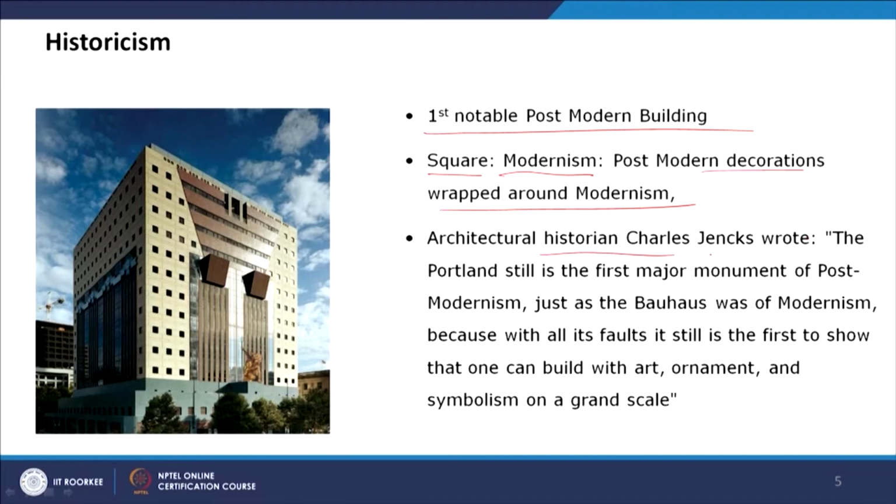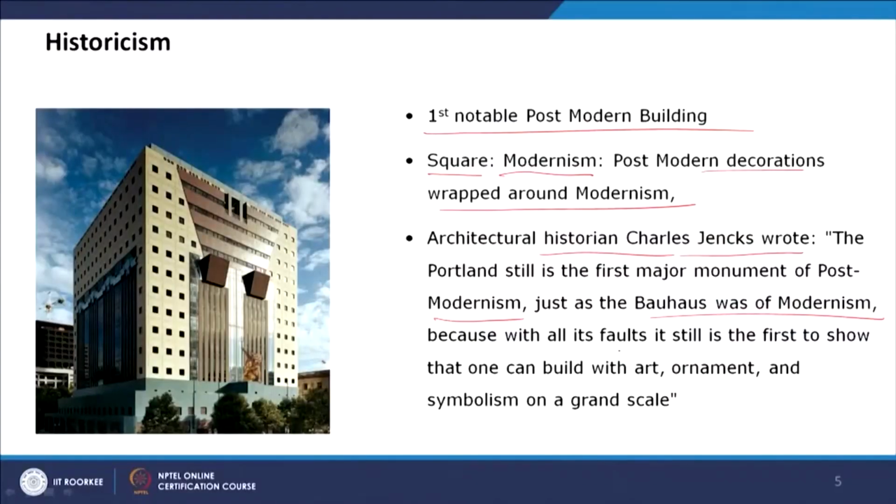The architectural historian Charles Jencks wrote that the Portland Building still is the first major monument of postmodernism, just as the Bauhaus was of modernism. From the Bauhaus movement there was a quite a change in the modernist movement. Bauhaus and internationalism also have a link, and from Bauhaus, asymmetry, minimalism, pure color and pure form started. So he is saying that the concept of postmodernism started from this building.